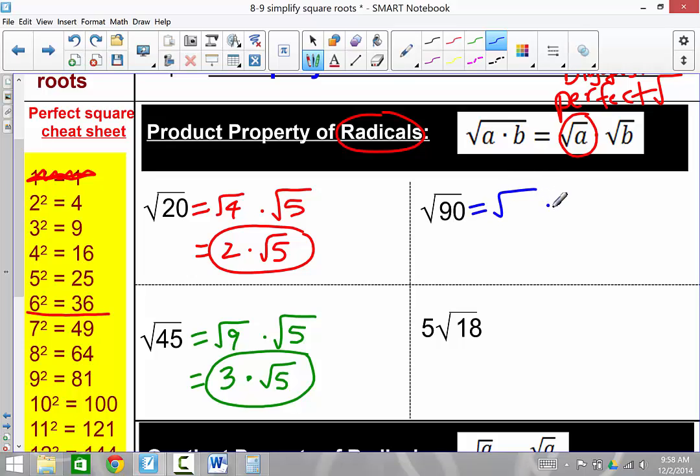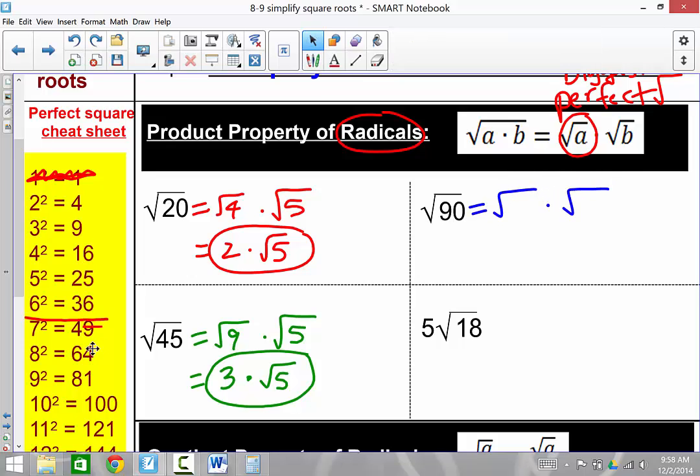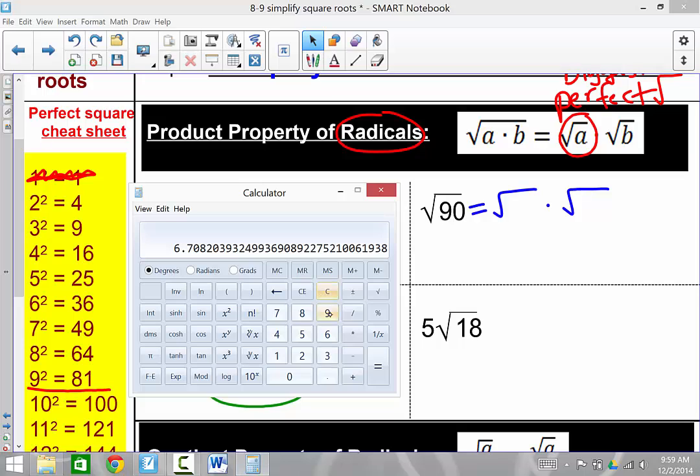Okay, let's try the square root of 90. Square root of 90, let's break it up. I'm not going to use any perfect square that's bigger than 81 because 100 will not go into 90. So let's try 81. I know 81 doesn't go into 90. 64? 90 divided by 64, no go. 49, I know it doesn't. 36, let's give it a try. 90 divided by 36, nope. 25, nope. 16, 90 divided by 16, nope. 9. Well, I know 9 is going to go into it. 90 divided by 9 is 10.